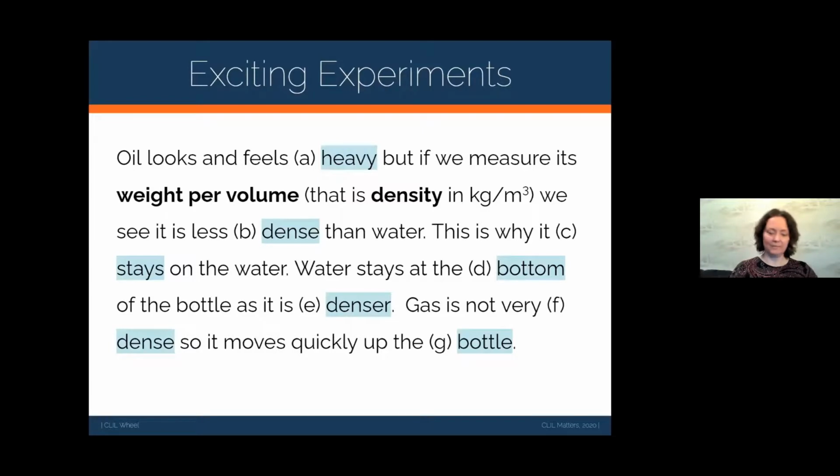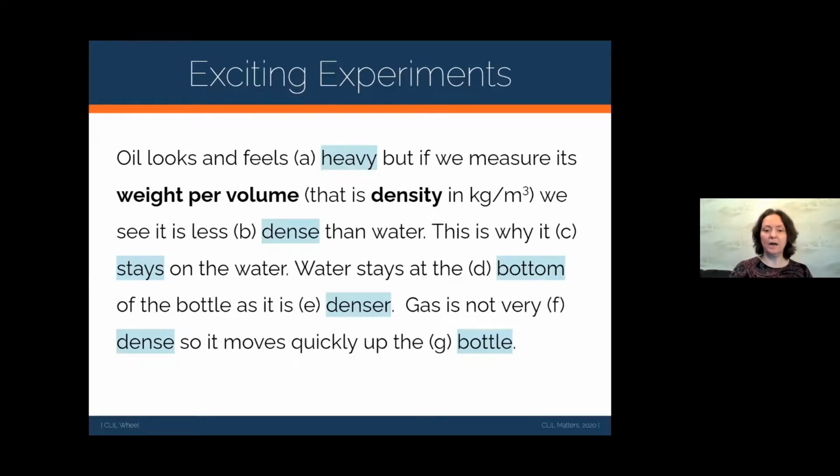So this is a completed sentence or text. Oil looks and feels heavy, but if we measure its weight per volume, that is density in kilograms per cubic meter, we see it is less dense than water. This is why it stays on the water. Water stays at the bottom of the bottle as it is denser. Gas is not very dense, so it moves quickly up the bottle.